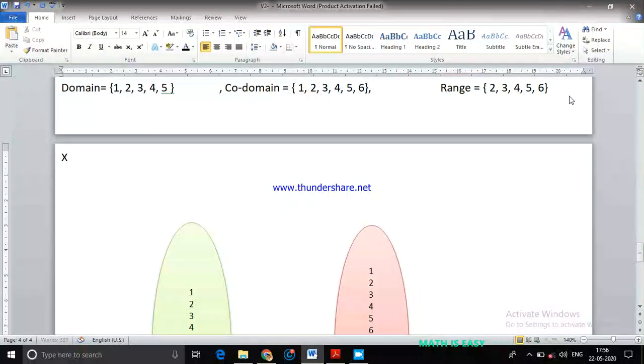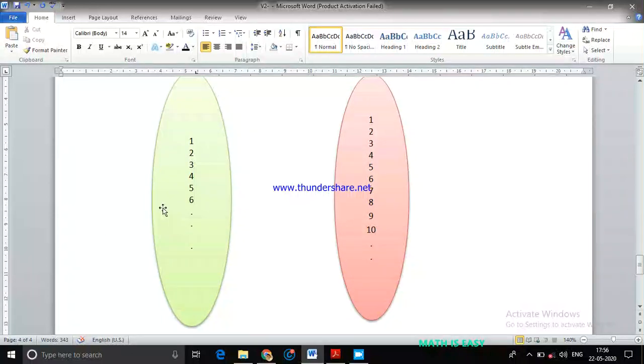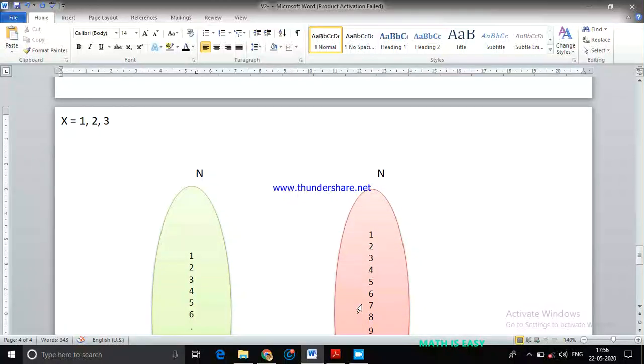Here, it is given that the x values possible are 1, 2, 3. Even though the sets are given as natural number to natural number, this is a natural number, this is also a natural number. So the set is defined on the natural numbers. That's why in both the circles I'll take 1, 2, 3, 4, 5, 6 up to infinity. Here also 1, 2, 3, 4, 5 till 10 and infinity. I'll go till infinity because N to N has infinite numbers.